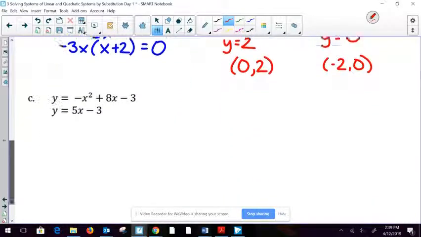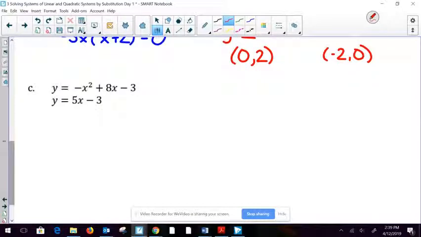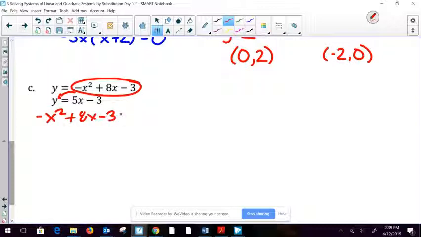Okay, let's try one more equation. So for letter C, again, we're going to set each equation equal to each other. So we're going to take what y is and put it in y's place. So I have a negative x squared plus 8x minus 3 equals 5x minus 3.